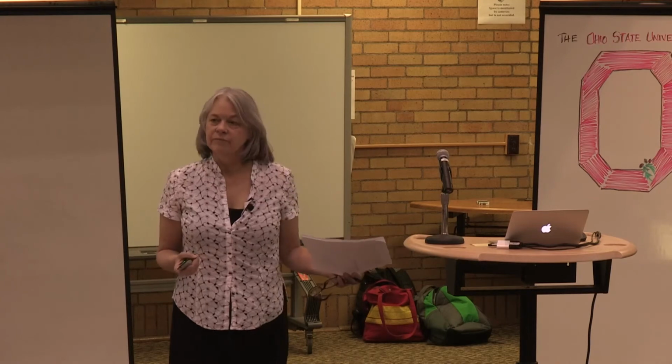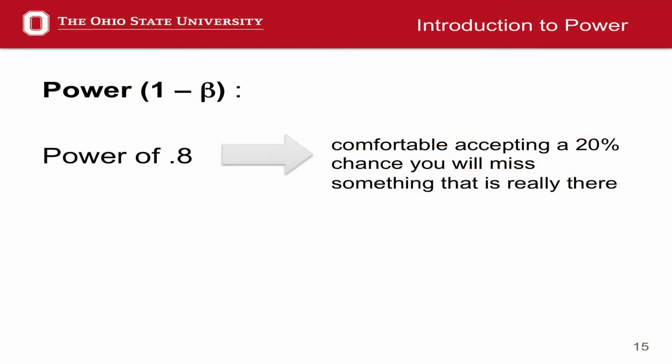So what does it mean? Well, a power of 0.8 means that you are comfortable accepting a 20% chance that you will miss the effect that is really there.